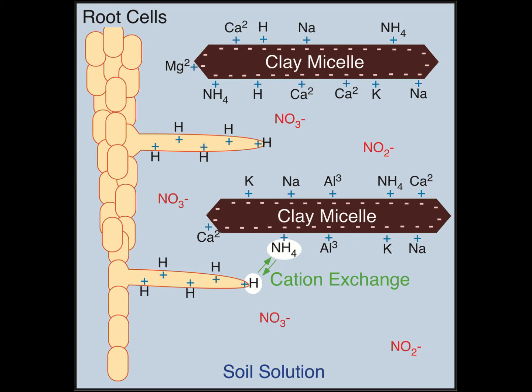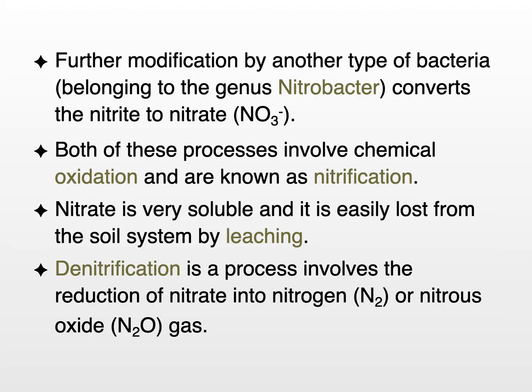So how do we get NO2 into NO3? Well, we need another bacteria. And this bacteria belongs to the genus Nitrobacter. So Nitrobacter converts nitrite, NO2, into nitrate, NO3. Both of these processes involve chemical oxidation and are known as nitrification. Now, as I said, nitrate and nitrite are very soluble and easily lost from the soil system by leaching.